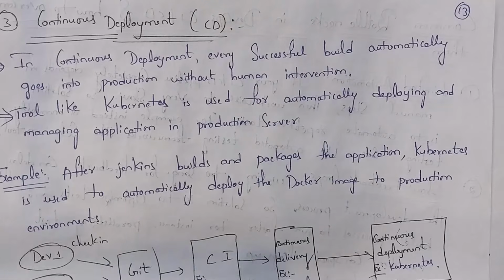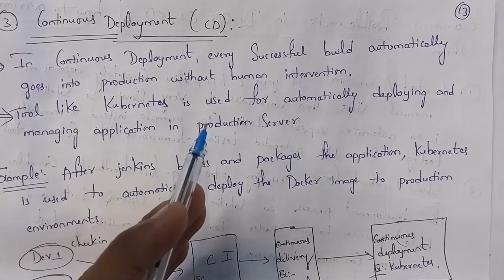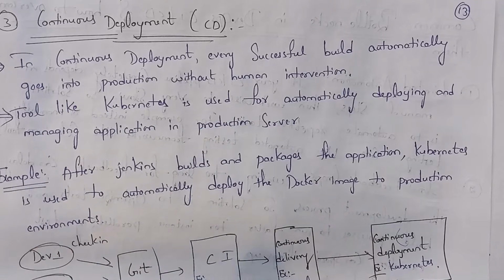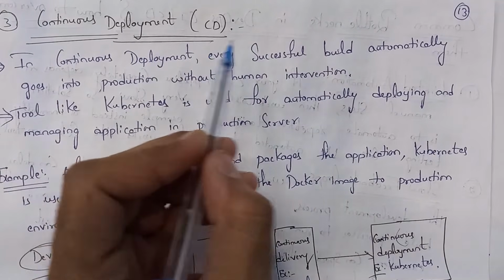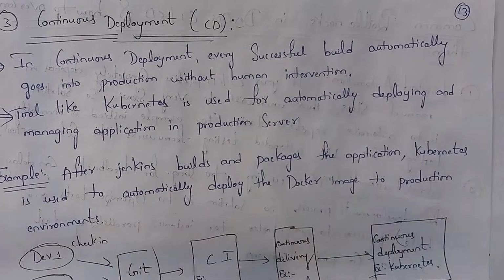So whenever we place any application in the production server, all users can access that application. As I already said before, continuous integration, continuous delivery, and continuous deployment, all these operations are performed automatically by the system itself. Human beings will not be involved. So in continuous deployment, every successful build automatically goes into production without human intervention.